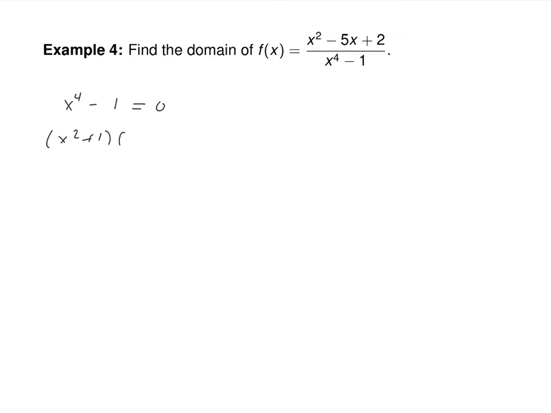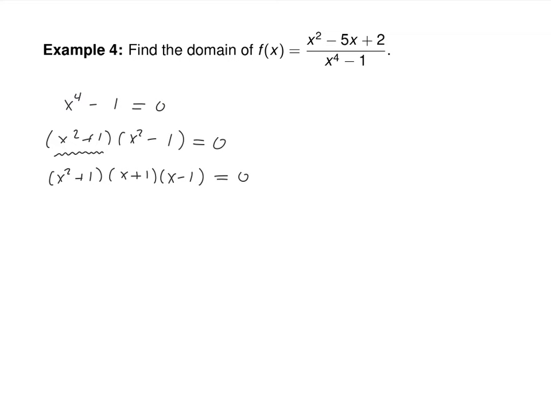X squared plus 1, x squared minus 1. Have you guys seen that pattern before? Okay. Now, technically, this x squared plus 1 part doesn't factor anymore. That's actually prime, so it's done. How does the x squared minus 1 factor? X plus 1, x minus 1. Great.